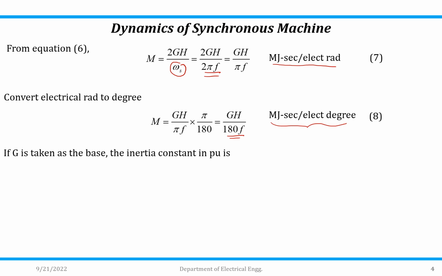Now if we have G as a common base, how will we calculate the value of M? We just have to multiply it by 1 by G. So G and G will get cancelled, and you will get H upon pi F. Similarly, this equation number 8 can also be written as M per unit equals H upon 180 F. This is what is dynamics of synchronous machine.